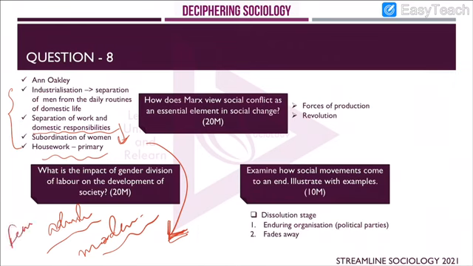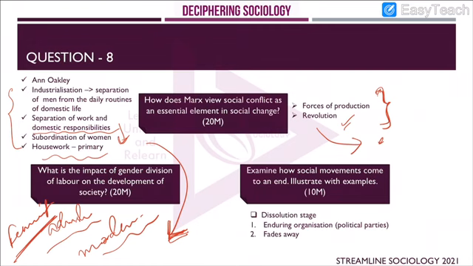In this question, you may refer to feminist scholars. How does Marx view social conflict as an essential element in social change? You will be writing about changes in the forces of production and how Marx thinks of a revolution, probable revolution, which would be the final symbol of social change.